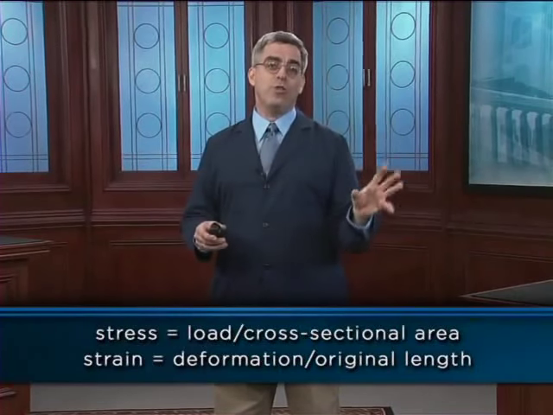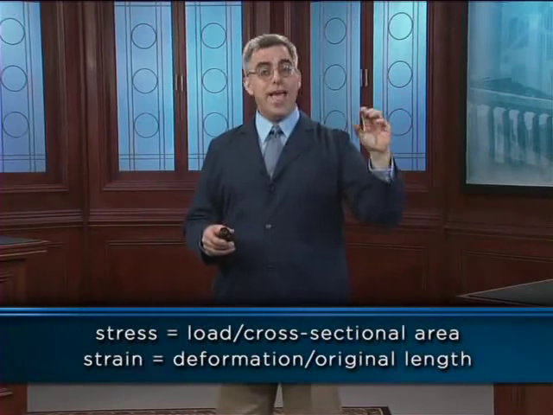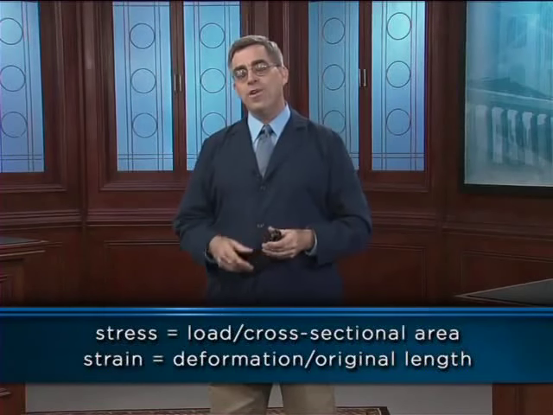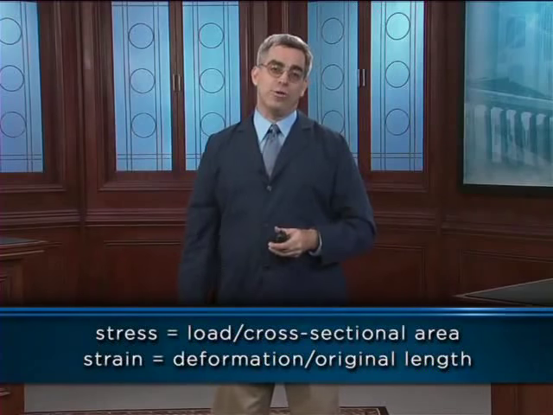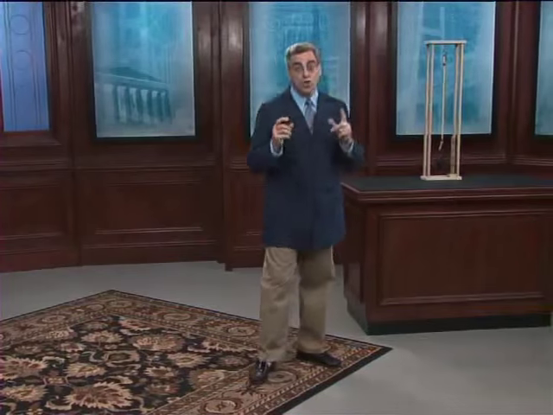Second, rather than plotting our results in terms of load and deformation as Robert Hooke did, we're going to plot our results in terms of stress and strain. Now remember, the conversion is quite simple. To plot stress, all we do is take the measured value of load and divide it by the cross-sectional area. To plot strain, we take the measured deformation and divide it by the length of the original specimen. The result of this test is a graph of stress versus strain, which is commonly called the stress-strain curve.